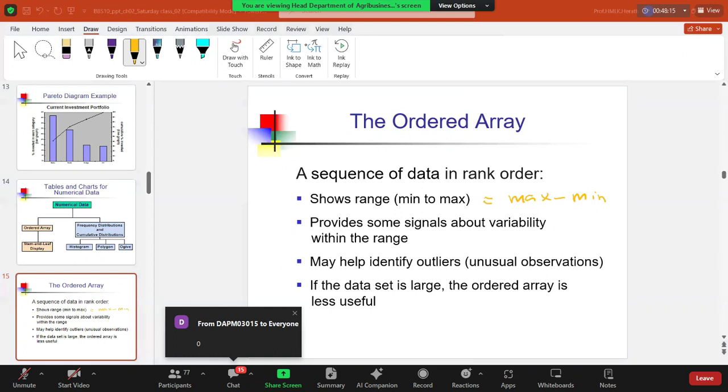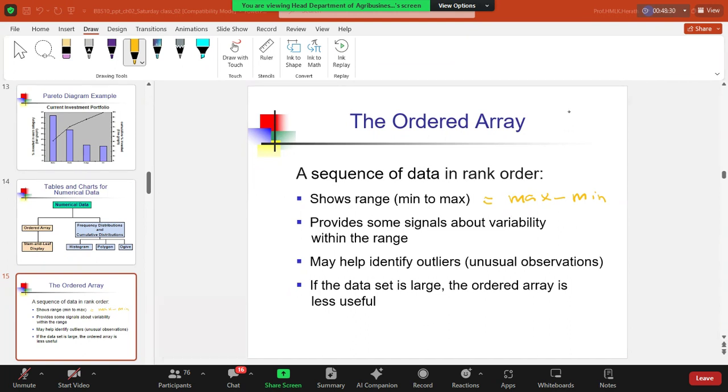Okay. Yes, very good, you have given the correct answer. We can't use it because we cannot order qualitative data. Okay, that's correct. Let's move forward.